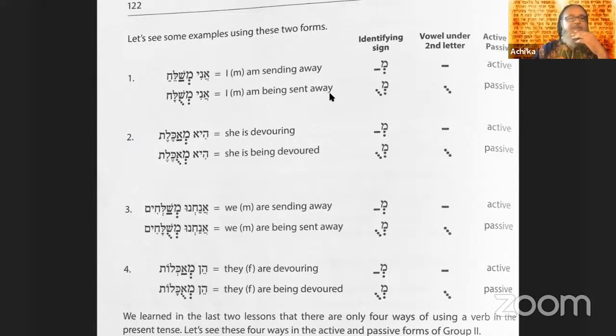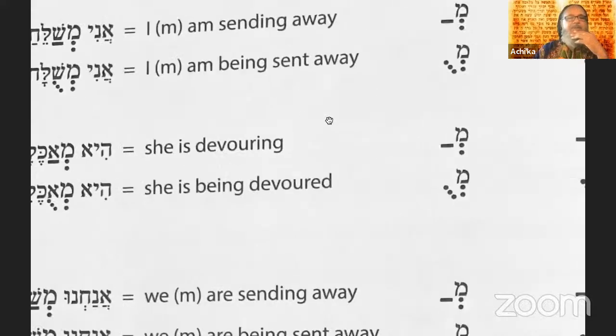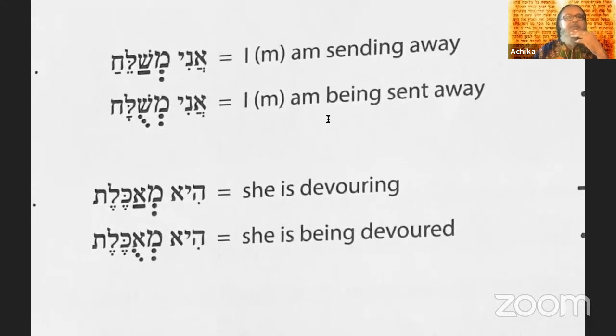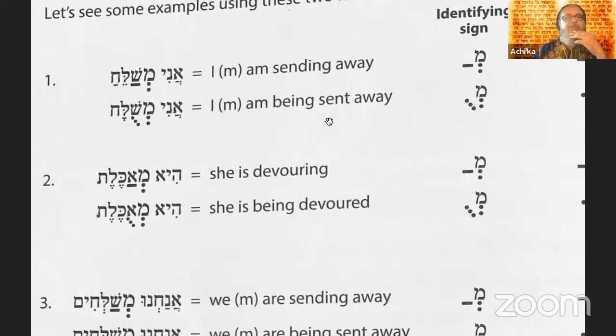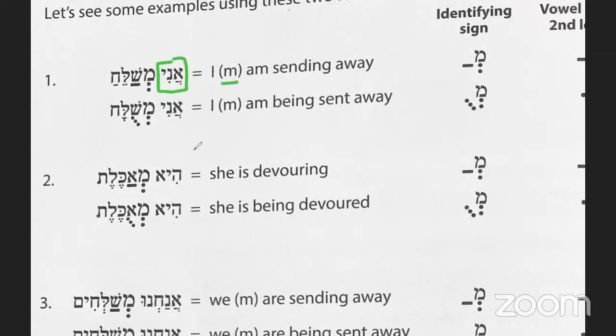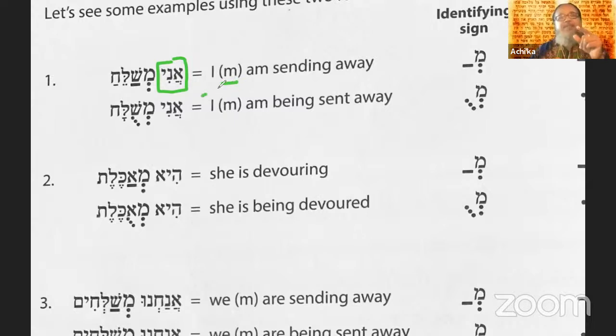I have some questions though. Let me just go back to number 1. Sorry for jumping around. When I say ani, and they say it's masculine, can ani be feminine? Yes, it sure can. So why are they saying that this is masculine right now?